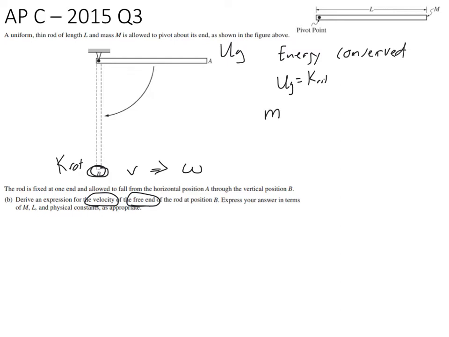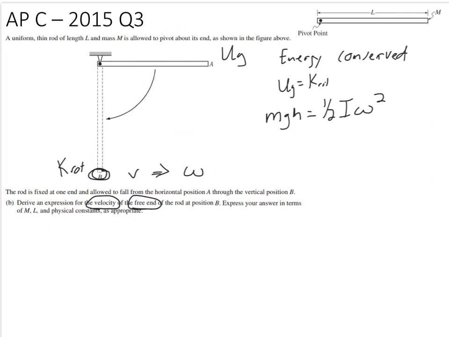So then we have mgh equals 1/2 I omega squared. So it ends up being mg. Now here's the thing.